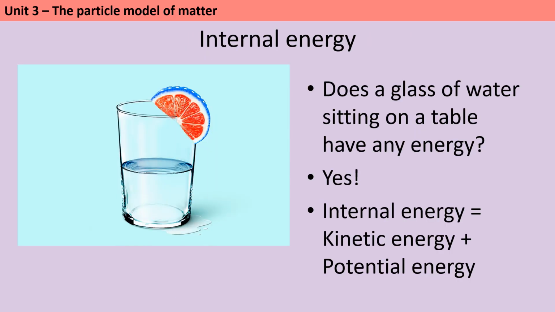Then we move on to internal energy. The energy that's stored in a system by the particles is called internal energy, and everything has internal energy even if it's not moving right now. The internal energy is made up of two things: the total kinetic energy of the system, in other words the particles that are moving around, and the total potential energy of the system.